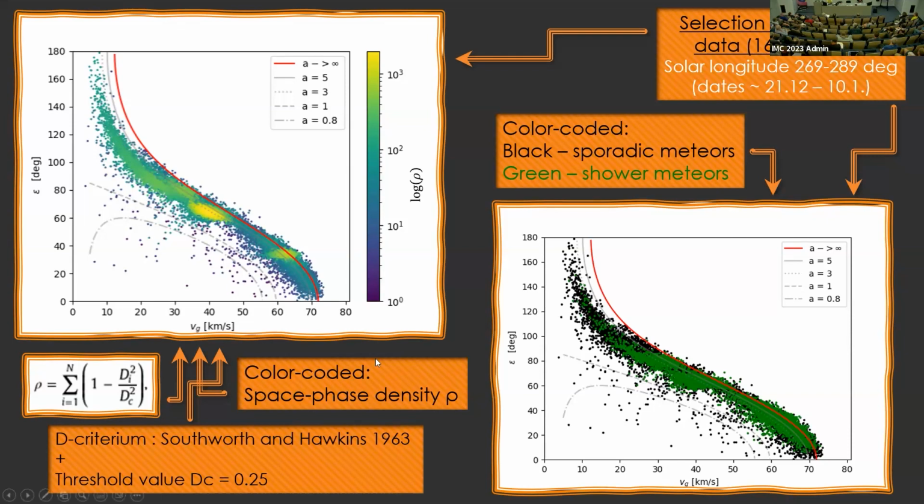You can actually visualize the same data when you calculate the density in the phase space, as we have seen before. Okay, thank you. So you can see the groups which are actually the shower meteors, and they shouldn't spread above the parabolic limit as much as they do.